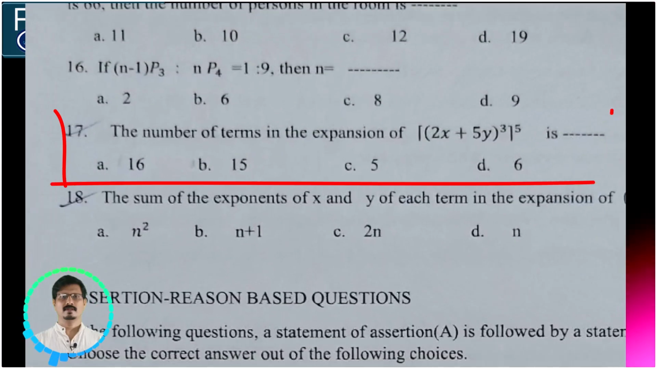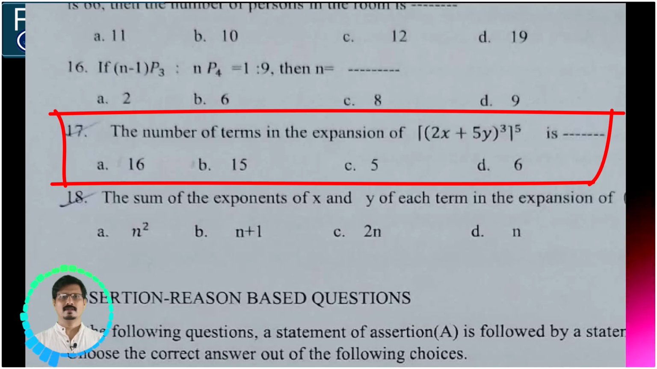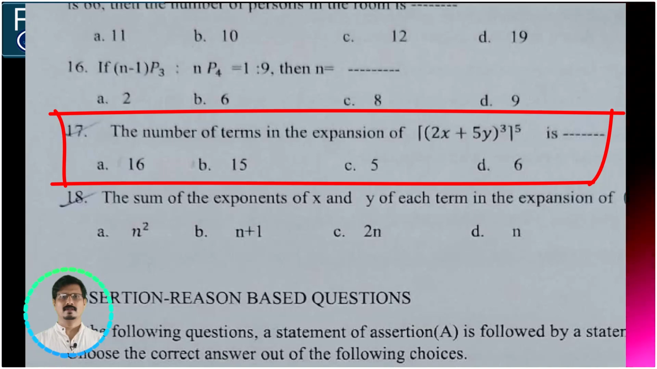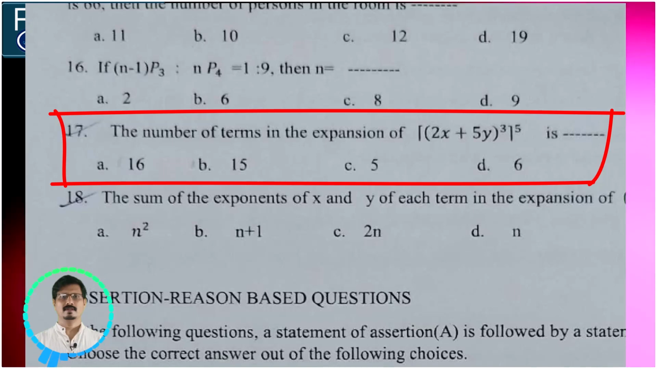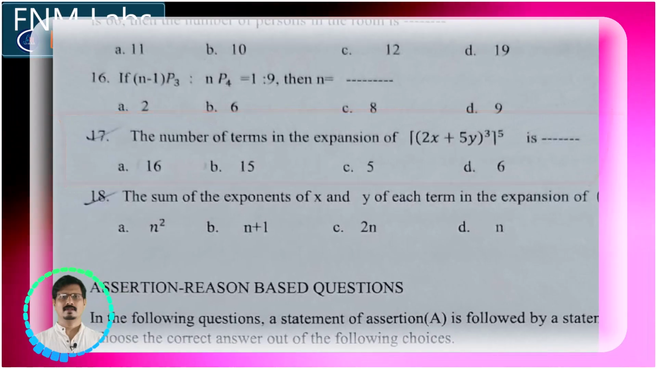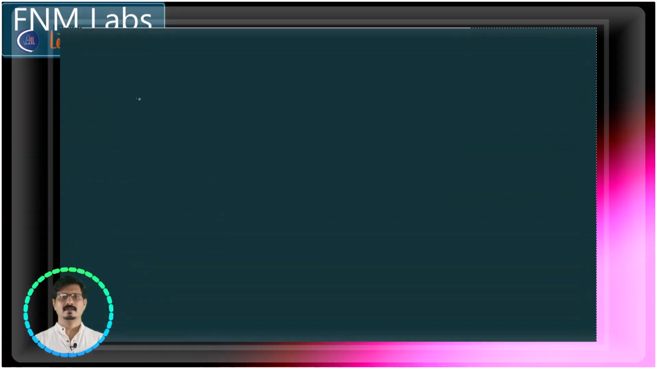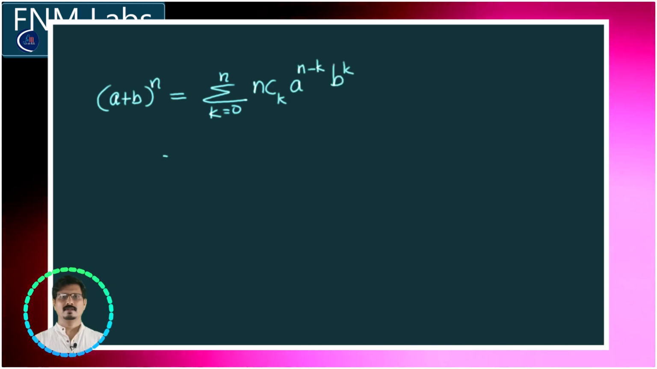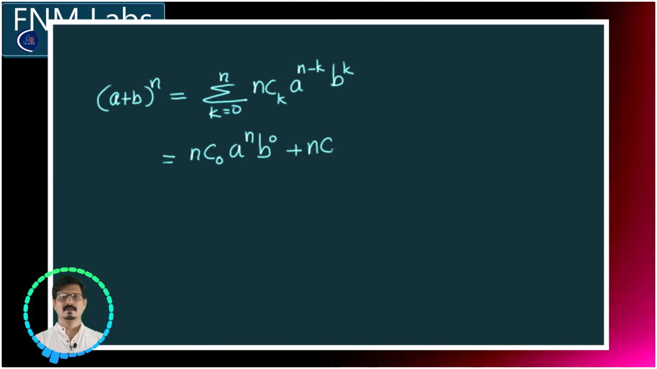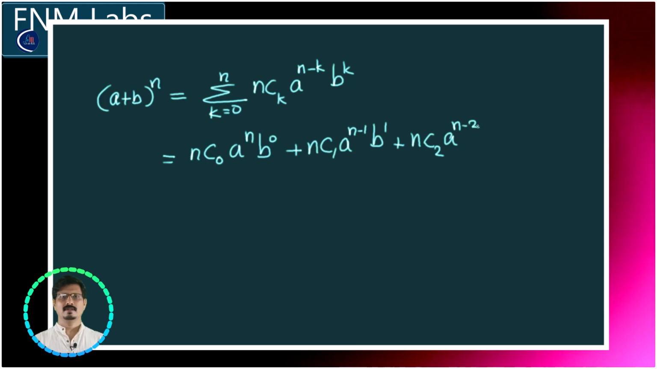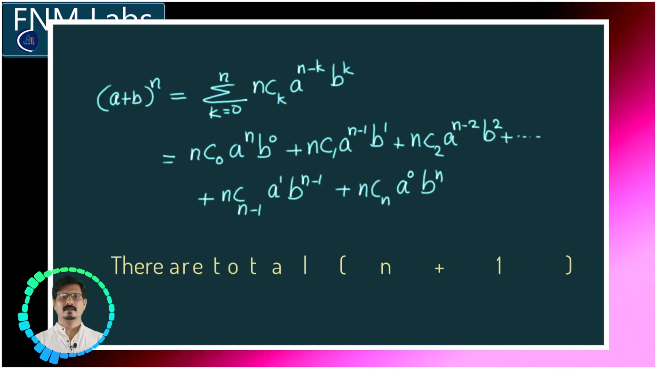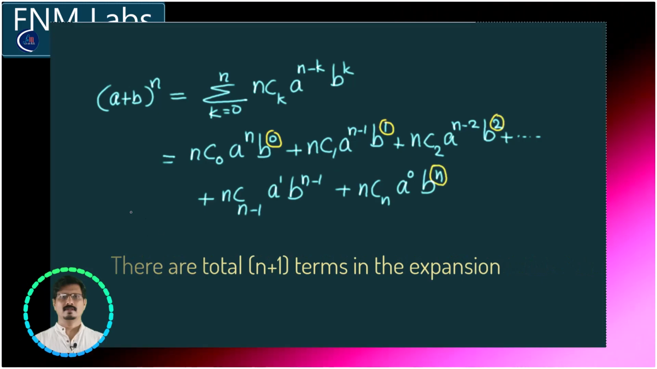The next question is to find the number of terms in the expansion of (2x plus 5y) whole cube, whole raised to 5. This is a question based on the binomial theorem, (a plus b) whole raised to n. We know in the binomial expansion of the sum of two numbers (a plus b) whole raised to n, there are n plus 1 terms altogether.